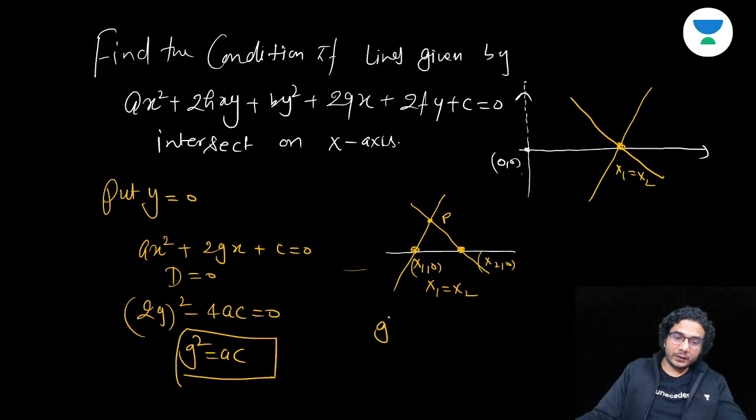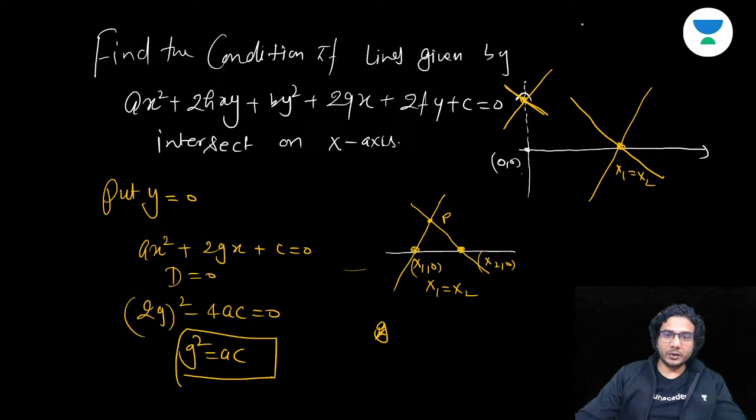And if lines intersect on y-axis, then what is going to be the result? If lines intersect on y-axis, then what is going to be the result? In that case, it is going to be f square is equal to bc. Are you understanding it?